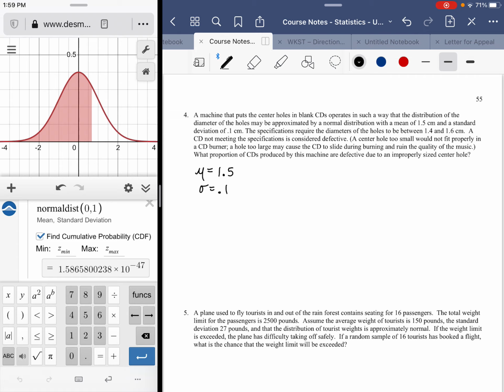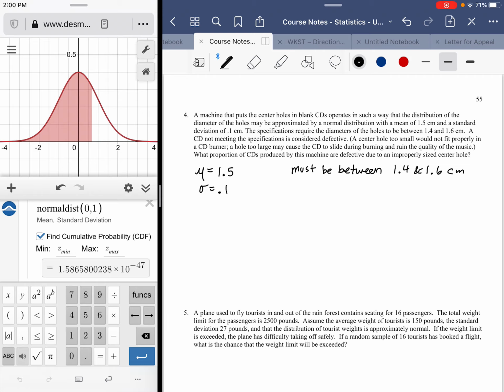A CD not meeting the specifications is considered defective. All right, a little explanation of what that would mean. What proportion of CDs produced by this machine are defective due to an improperly sized center hole? All right, so they must be between 1.4 and 1.6 centimeters. Now, we can handle this a couple of ways.